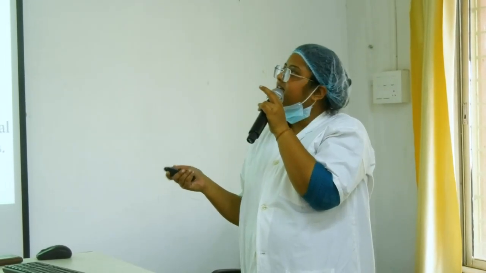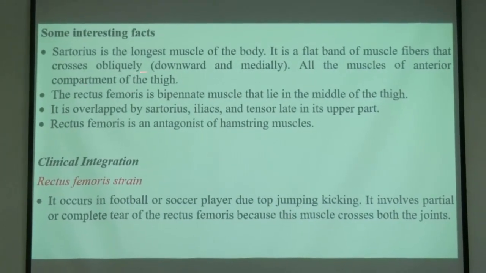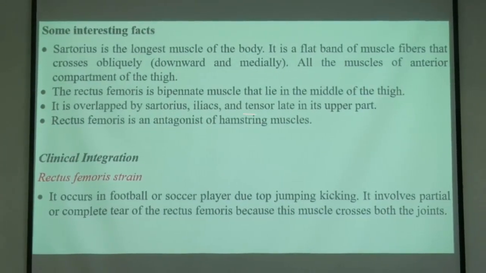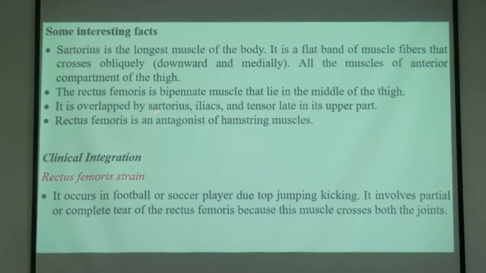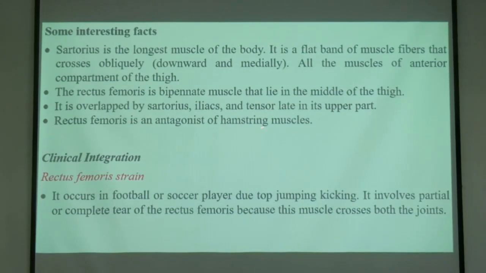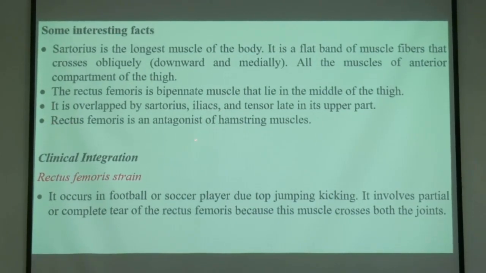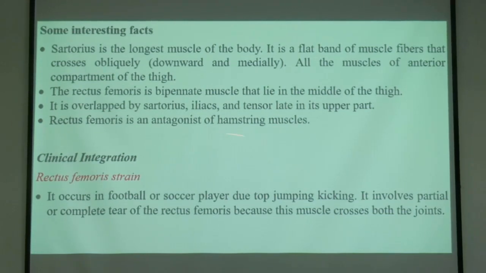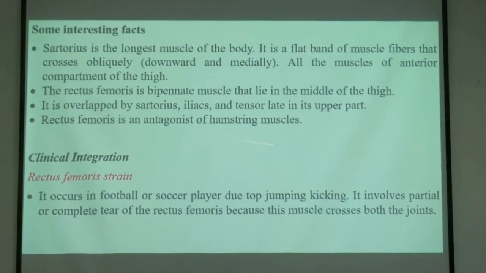Okay, so these are some facts. Sartorius is the longest muscle of our body. It is a flat band of muscle fibers that crosses obliquely downward and medially, and all the muscles of the anterior compartment of the thigh are crossed by this sartorius because it is passing obliquely. You have seen in the cadaver, and the rectus femoris is a bipinnate muscle that lies in the middle of the thigh, and it is overlapped by sartorius, iliacus, tensor fascia lata in the upper part, and rectus femoris is an antagonist of hamstring muscle. Hamstrings are flexors and rectus femoris is extensor, so they are antagonist.